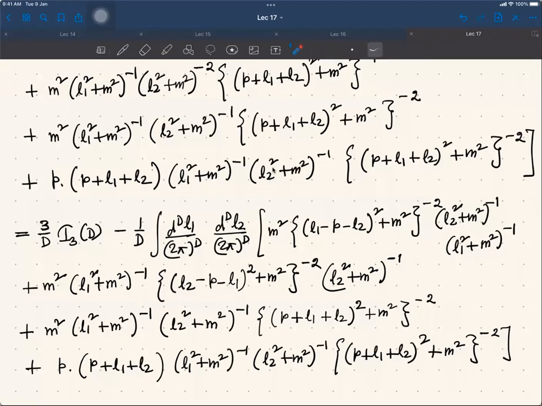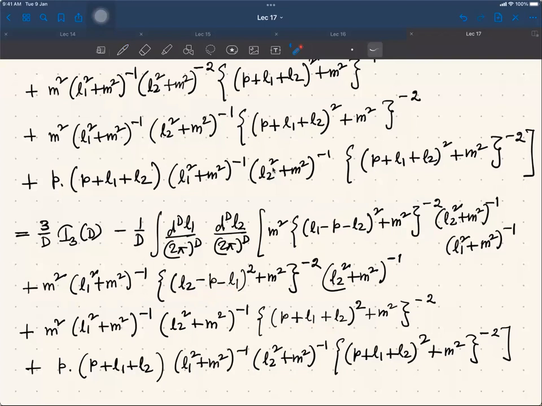Now let us see if these three terms are same or not. The factors which have powers minus 1 are same, because L1 square plus m square minus 1, L2 square plus m square minus 1. Here also L1 square plus m square minus 1, L2 square plus m square minus 1, and the same thing here. Only the minus 2 power factor, the momentum changes. It is L1 minus P minus L2. It is L2 minus P minus L1. It is P plus L1 plus L2.